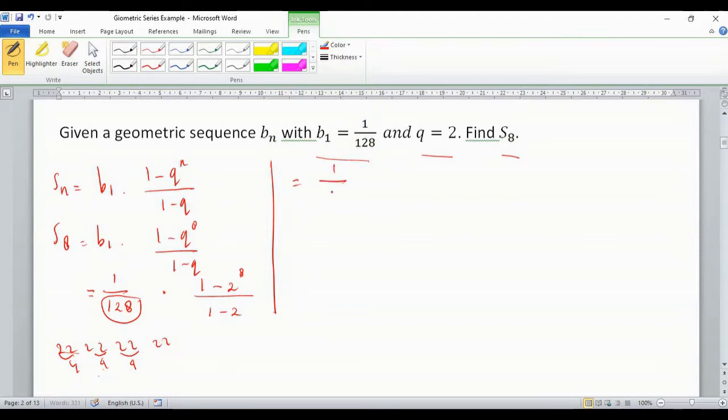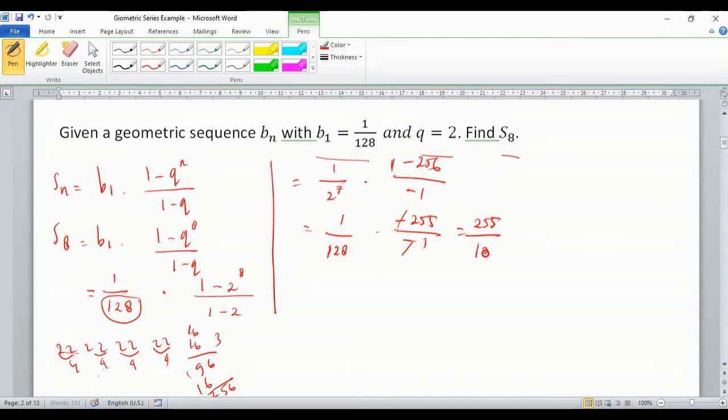So this one is 1 over 2 to the power 7 times 1 minus 2 to the power x, which is 256, over minus 1. So 1 over 120x is equal to 1 minus 256 over 1 minus 1. We can cancel. So the result is 255 over 120x, everyone.